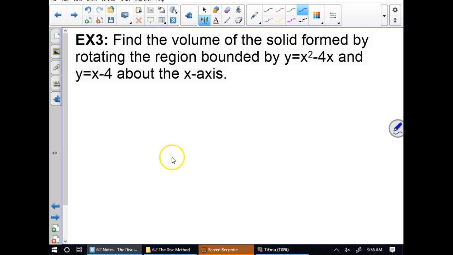All right, let's do this one here. So this time we've got y equals x squared minus 4x and y equals x minus 4, and we're going to rotate around the x-axis.